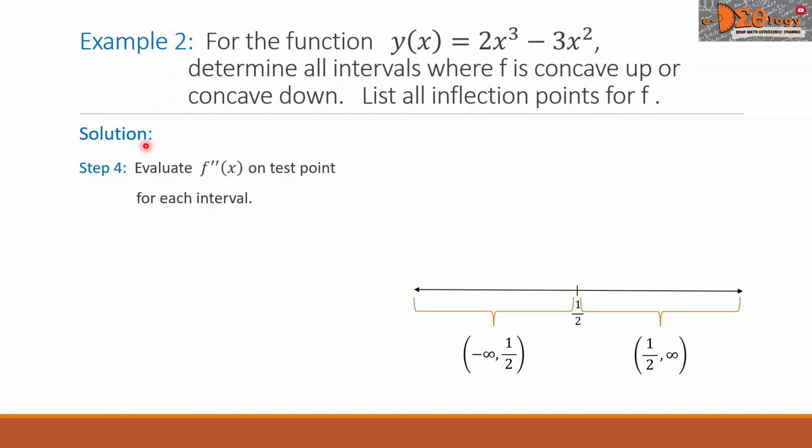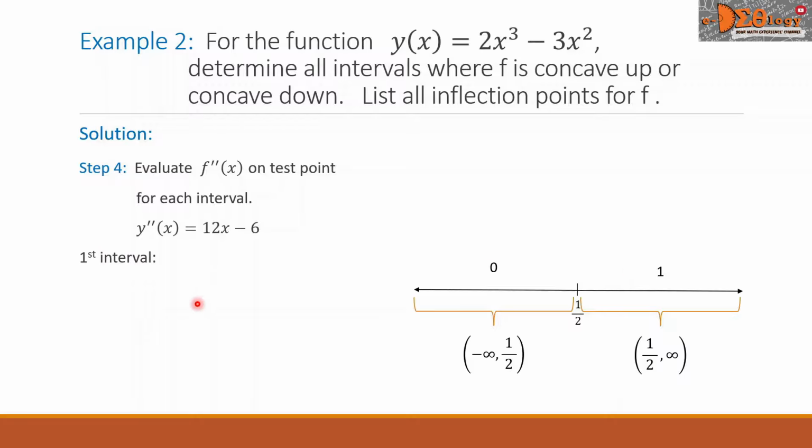Step 4. Let us now evaluate the second derivative on a test point for each interval. A while ago, we listed the second derivative, that is 12x minus 6. Now let us identify the test point for each of the intervals. In the first interval, since 0 is part of this interval, we use 0. On the right side, in this interval, we use the smallest integer, and that is 1.